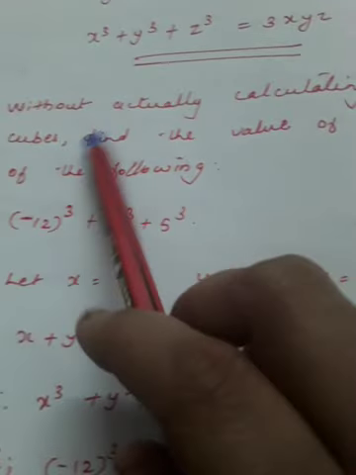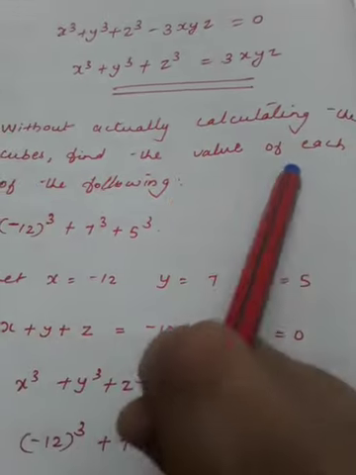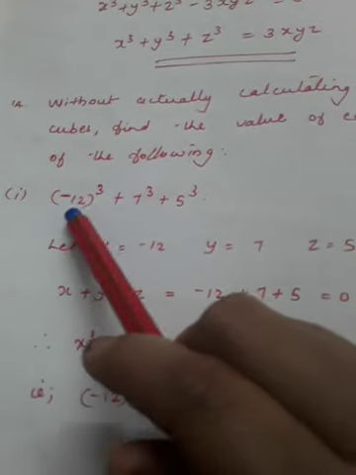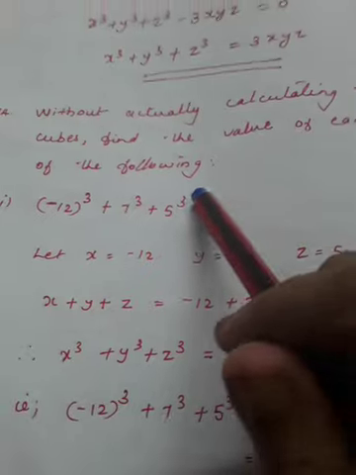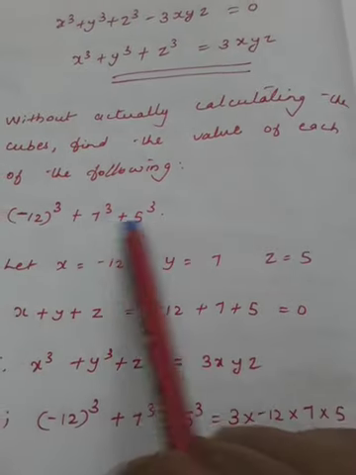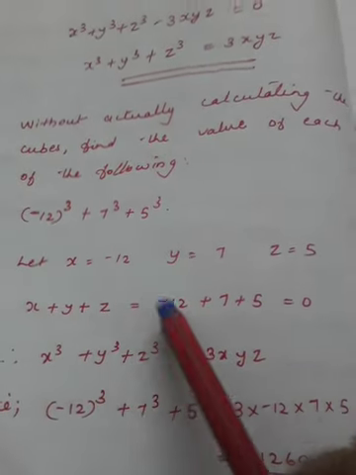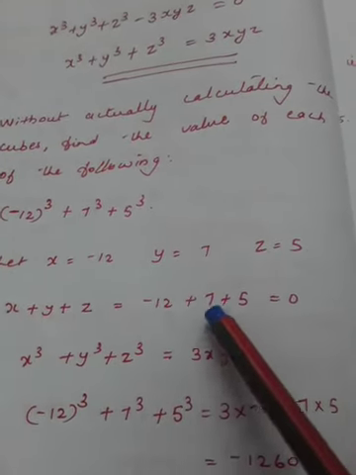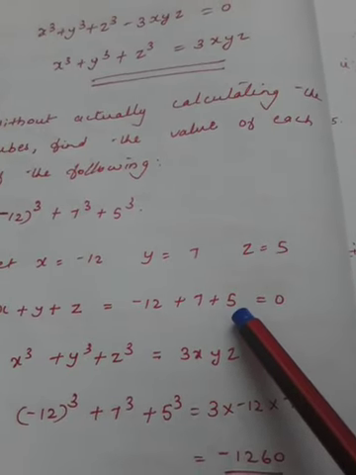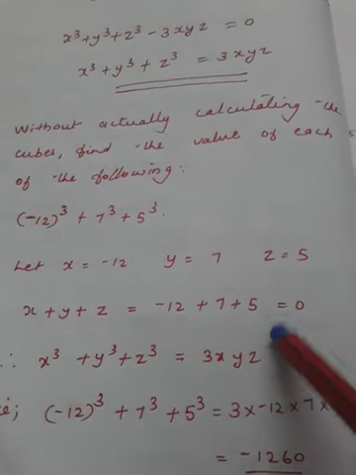Now the next question is, without actual calculation of cubes, we want to find the value of each of the following. Okay. So here first one, negative 12 cube plus 7 cube plus 5 cube. Here we can take x is negative 12, y is 7 and z is 5. Then what is x plus y plus z here? It will be negative 12 plus 7 plus 5. 7 plus 5 is 12. So negative 12 plus 12 will be 0. So this answer will be 0.